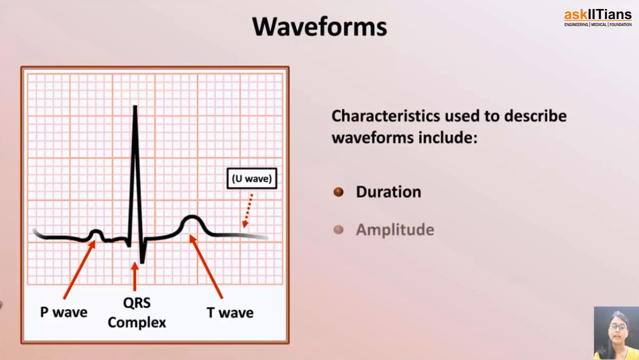Okay. Second is amplitude. Example, an unusually tall P wave may be a sign of right atrial enlargement, or an unusually tall QRS complex may be a sign of ventricular hypertrophy. And morphology is also here. An inverted P wave may indicate the origin of a heart rhythm other than the sinus node.